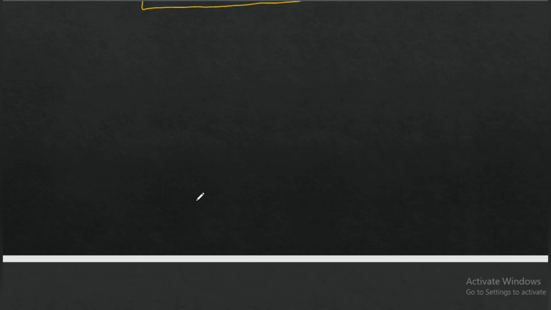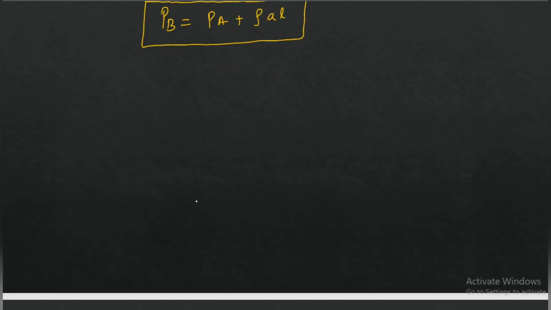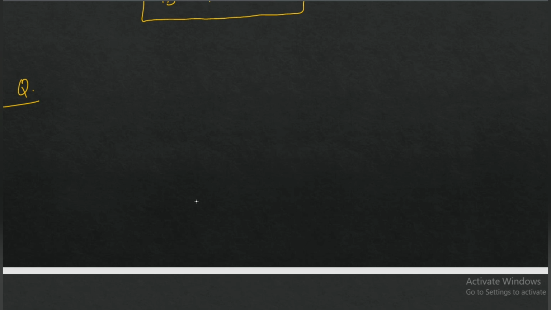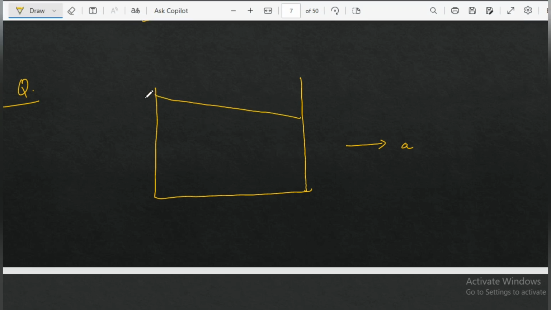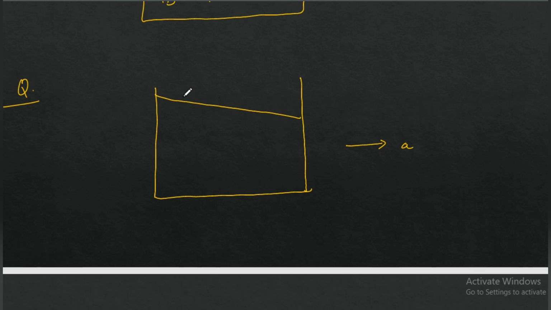Now, I can ask you a problem. Let's say there is a container, and this container is accelerating with acceleration A in rightward direction. So the water will be like this. The water surface will be slant. You might have seen in your everyday life, this happens, right? We have to find out the angle of this slant, theta.